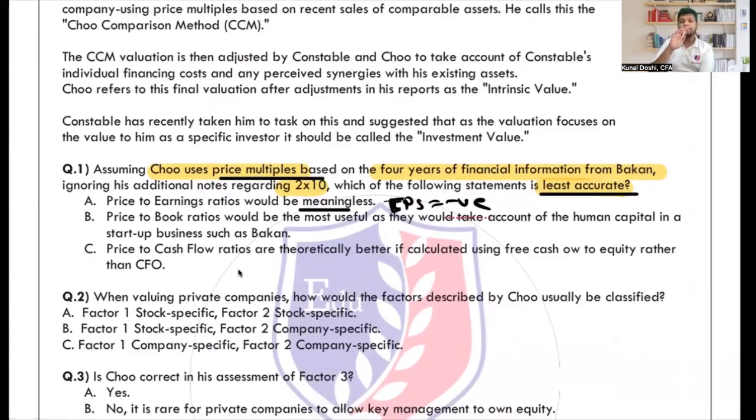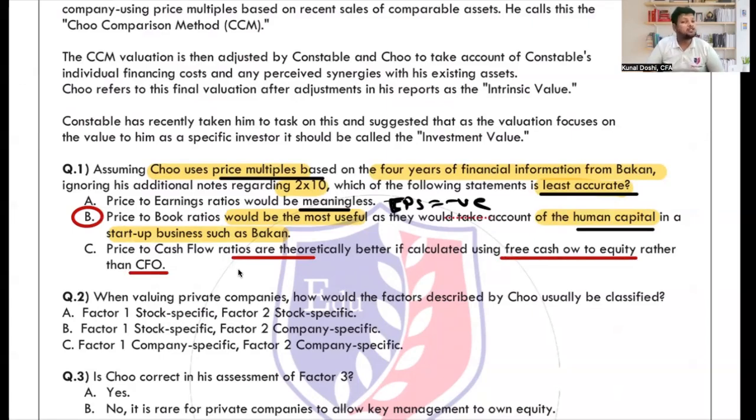Remember, you're looking for a wrong statement. Price to book value ratio would be the most useful as it would take into account the human capital in a startup business. Guys, do we take human capital in the price to book value? Do we do such things? No, no, no. So price to book value, this is incorrect information. Let's see if C is correct or not. Price to cash flow ratios are theoretically better if calculated using free cash flow rather than CFO.